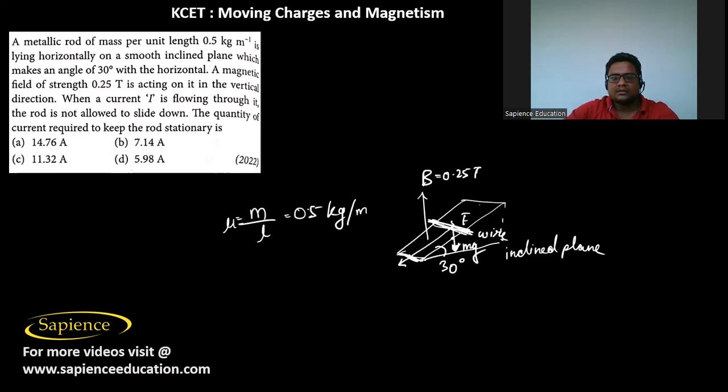And along the inclined plane, the component of mg will be mg sin theta, where theta is equal to 30 degrees. And normal to the incline, the component of mg will be mg cos theta, and the normal reaction will act. Then the magnetic field is acting vertically upwards, and the current is flowing horizontally. So the force is I L cross B.